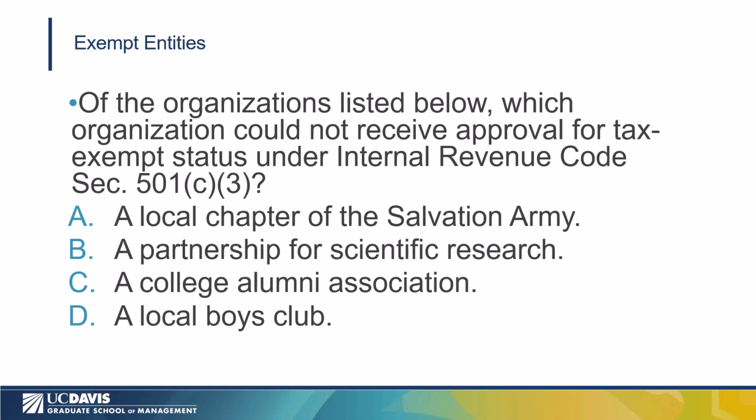All right, let's do a few questions to close out this video. Of the organizations listed below, which organization could not receive approval for tax exempt status under IRC 501(c)(3)? Obviously, things like A, C, and D, you've probably all heard of these. There can be a partnership for scientific research, but that will not be eligible, because it's operating as a partnership, and a partnership cannot qualify as a 501(c). 501(c)s can only be corporations, trusts, foundations, funds, and community funds. So partnership is not one of the organizational entities that can be a 501(c)(3).